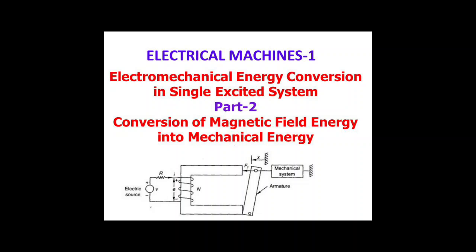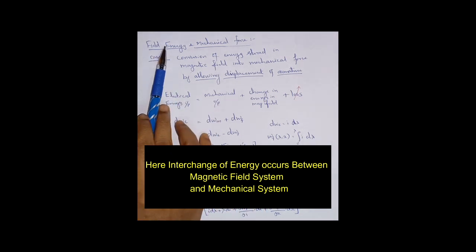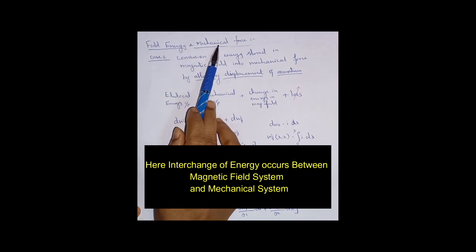Good morning students. Today we are going to discuss electromechanical energy conversion part 2. Already part 1 we discussed. In it, how the electrical energy is entirely converted into energy in the magnetic field. Correct? In that assumption we kept losses and mechanical output as 0. Now we are going to see how field energy is converted into mechanical force.